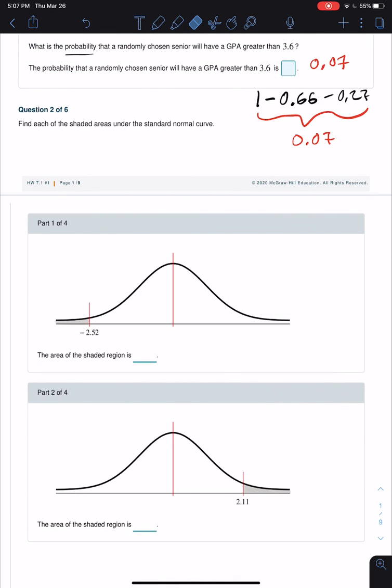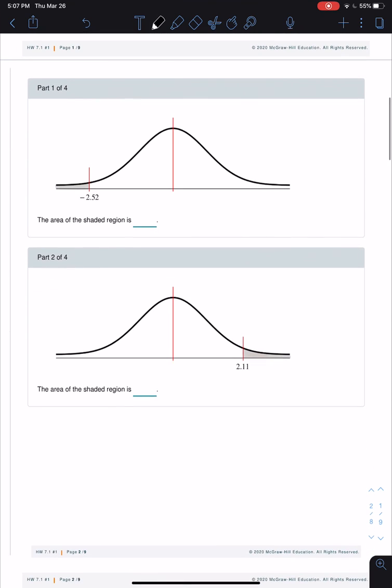Okay, let's move on to question number 2. Question 2: find each of the shaded areas under the standard normal curve. A standard normal curve is a curve where the mean will always be equal to 0, along with the median and mode, by the way. To the left of 0 are negative values, and to the right of 0 we have positive values. By the way, these are z-scores.